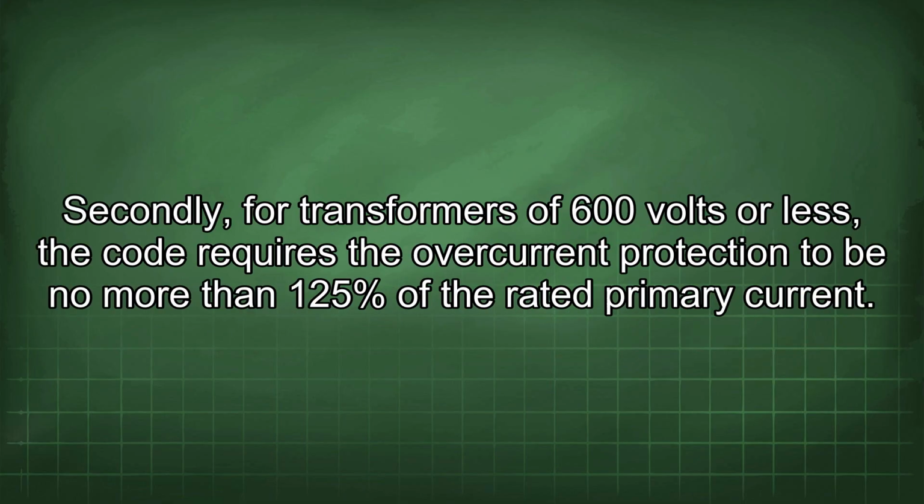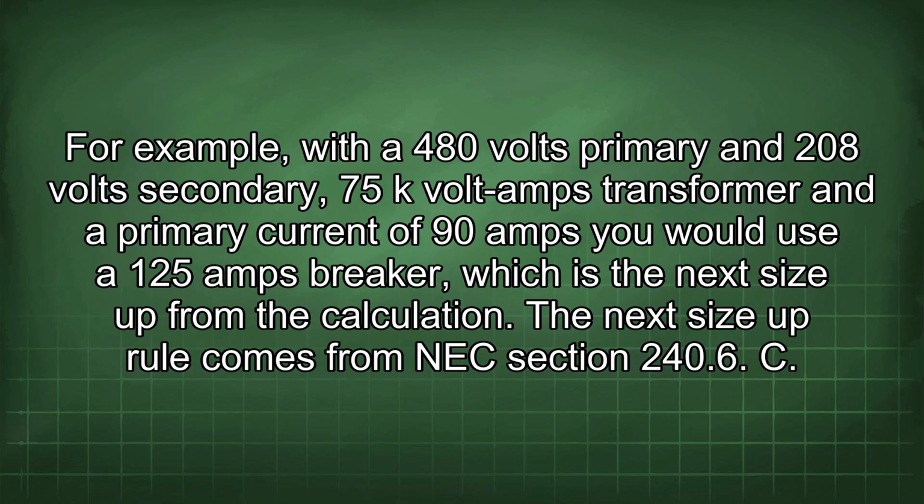Secondly, for transformers of 600 volts or less, the code requires the overcurrent protection to be no more than 125% of the rated primary current. For example, with a 480 volt primary and 208 volt secondary, 75 kVA transformer and a primary current of 90 amps, you would use a 125 amp breaker, which is the next size up from the calculation. The next size up rule comes from NEC Section 240.6.